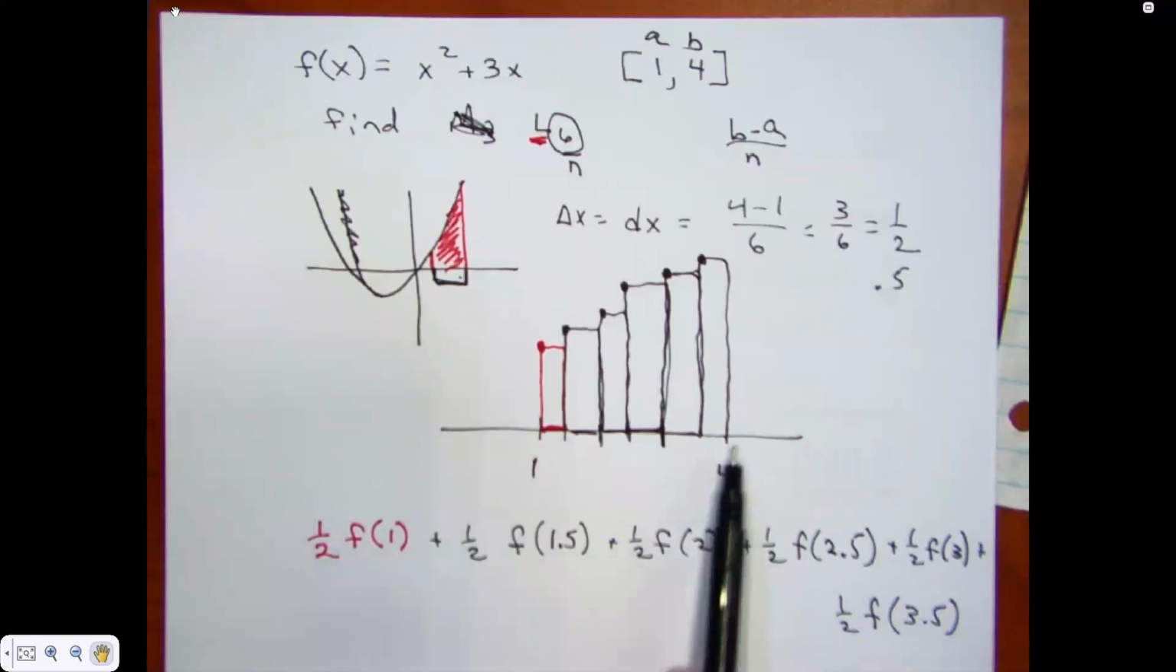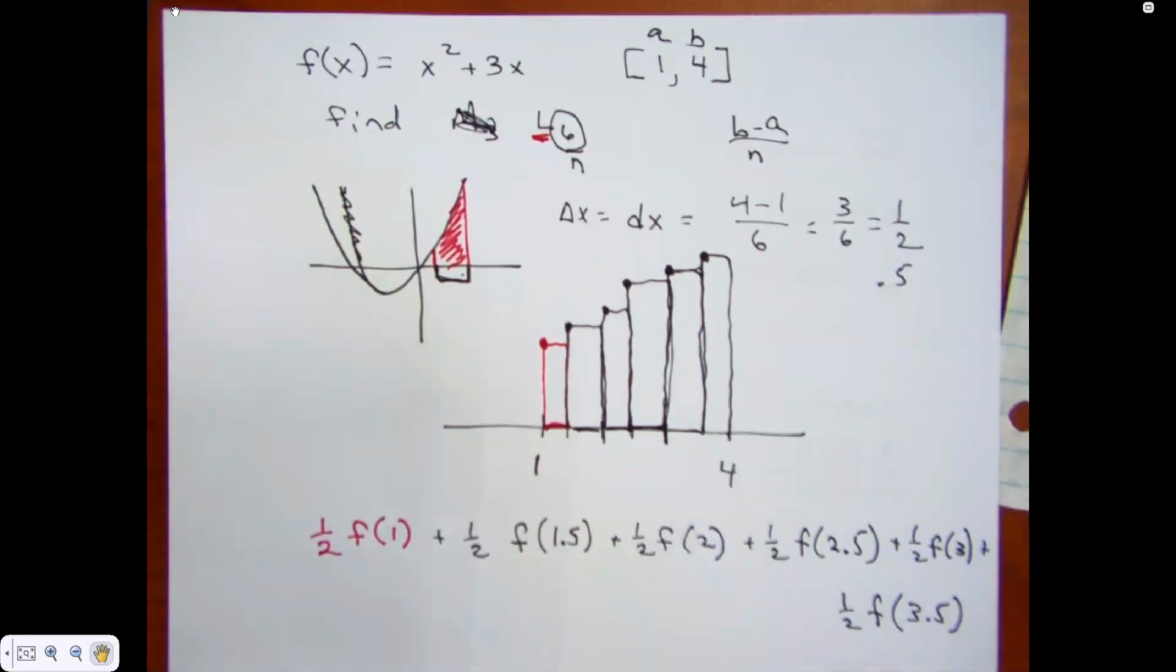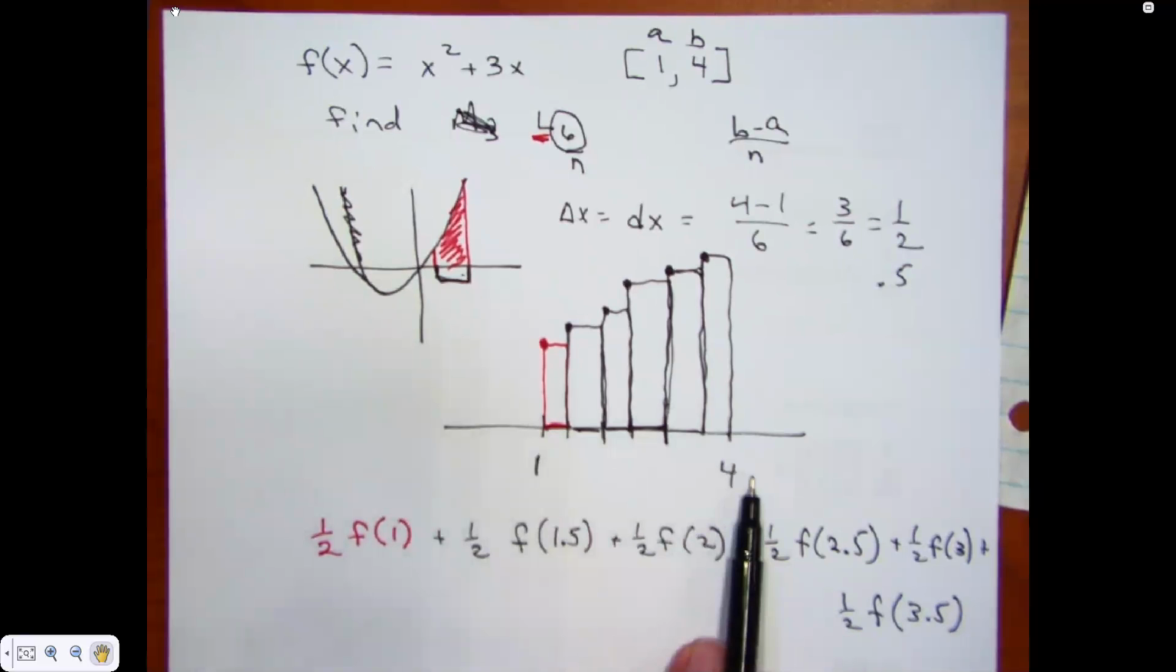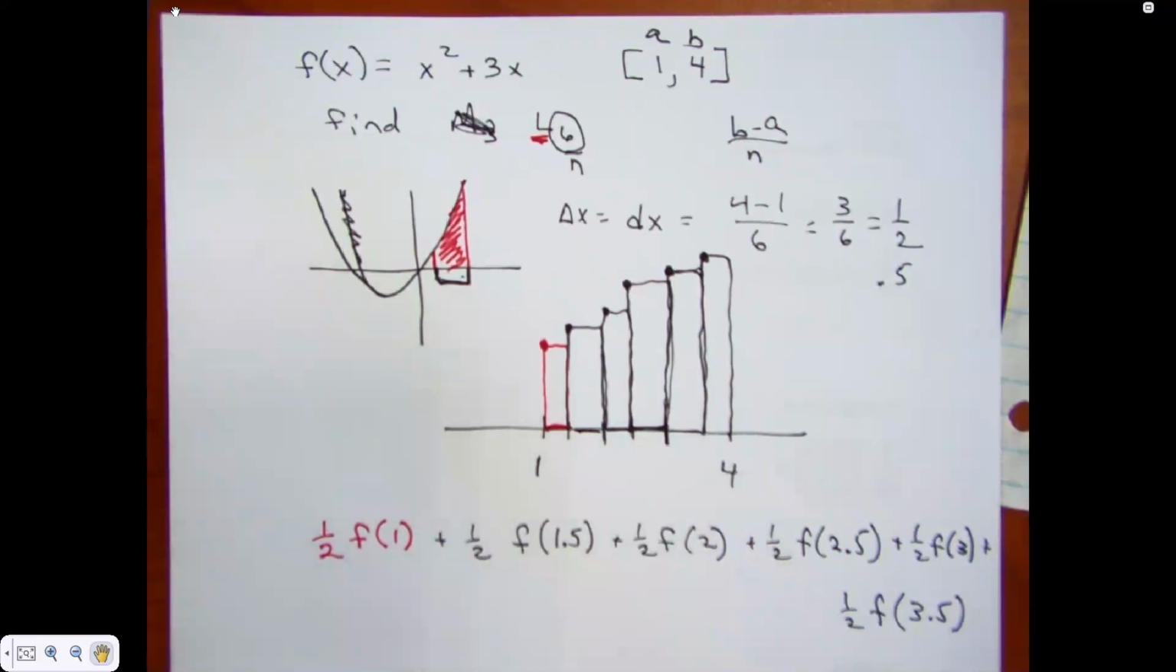How come I'm ending at 4? How come I'm not using 4? Because I'm doing left. So when I'm doing left, I don't use the end. When I'm doing right, I don't use the start. Okay, so just be careful on that.